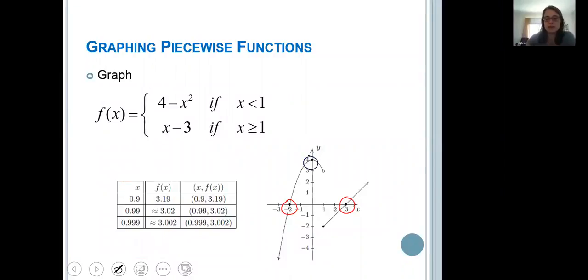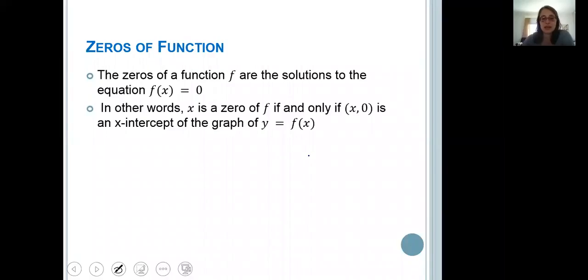This guy up here is also a special point. He is called the y-intercept because it's the point where the graph crosses the y-axis. All right. So the zeros of a function are the places where y equals 0. Or, another way of saying that is the spots where the graph of the function crosses the x-axis.